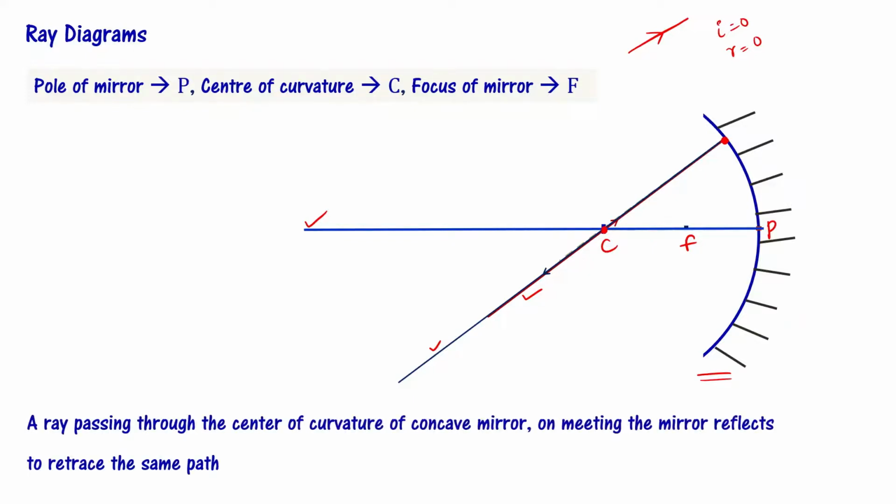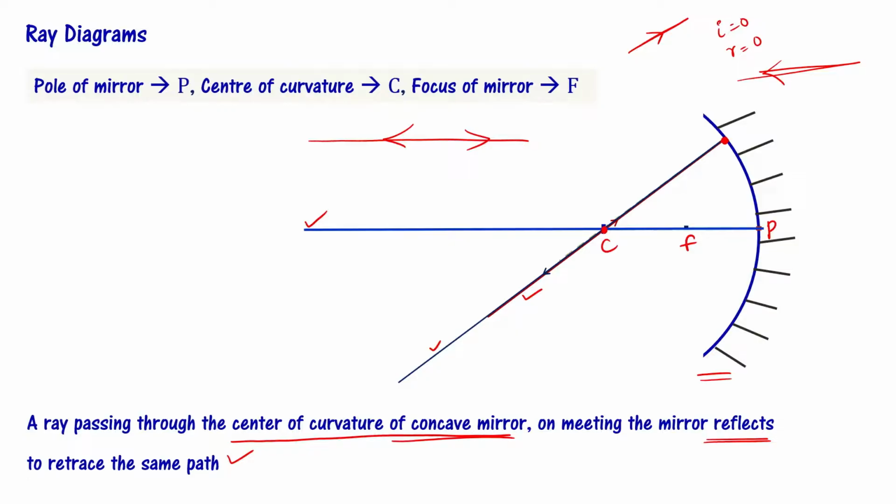Let's take a note of it. A ray passing through the center of curvature of a concave mirror, on meeting the surface of the mirror, is going to reflect to retrace the same path. Please note this. It is going to retrace the same path, meaning it goes and bounces back exactly in the same line. Understood? A ray passing through the center of curvature of a concave mirror, on meeting the mirror, is going to reflect to retrace the same path.